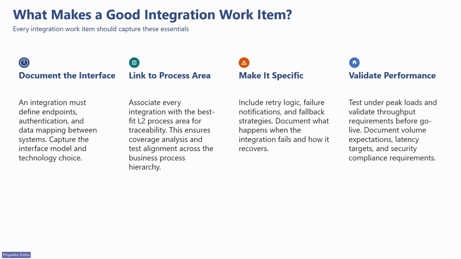Second, link to the process area. Associate every integration with the best fit L2 or L3 process area. This gives you traceability. When something breaks in production, you can trace it back to the business process. When you're planning testing, you know which integrations are in scope for which process.